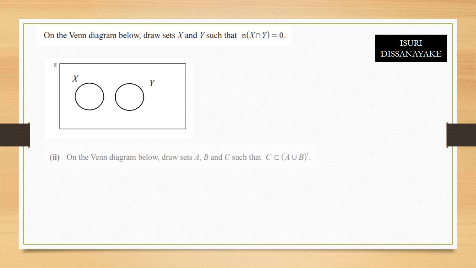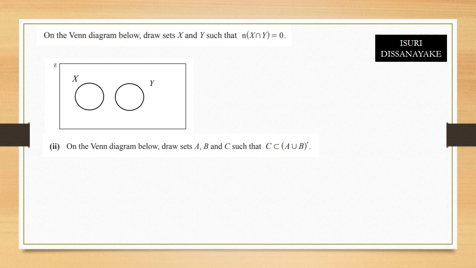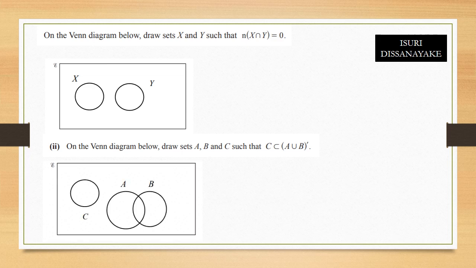Next one. On the Venn diagram, draw set A, B and C such that C is a subset of A union B, and C is a subset of not A union B. So you know about the subsets, right? If C is a subset of A union B, then you have to draw C inside this. This says it is a subset of not A union B. That means complement of A union B. So you have to draw the C outside A union B.